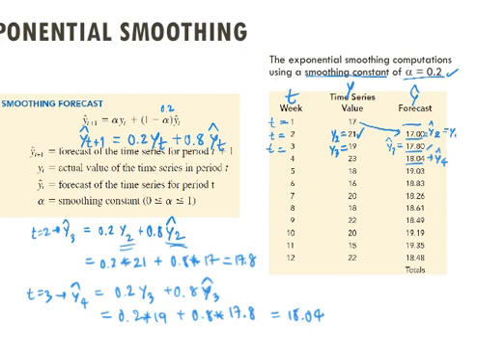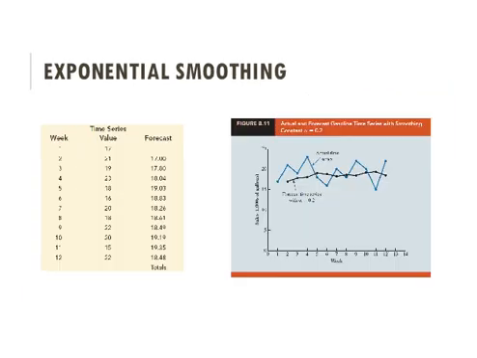Alright, so that is how you calculate the forecast using the exponential smoothing technique. And for this one, the forecast line here is smoother than the moving average one.